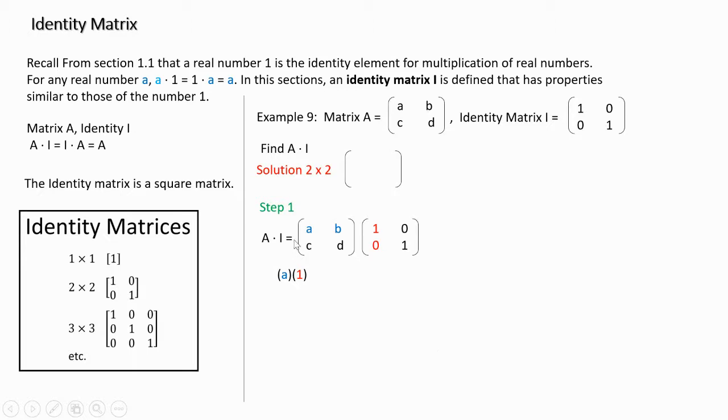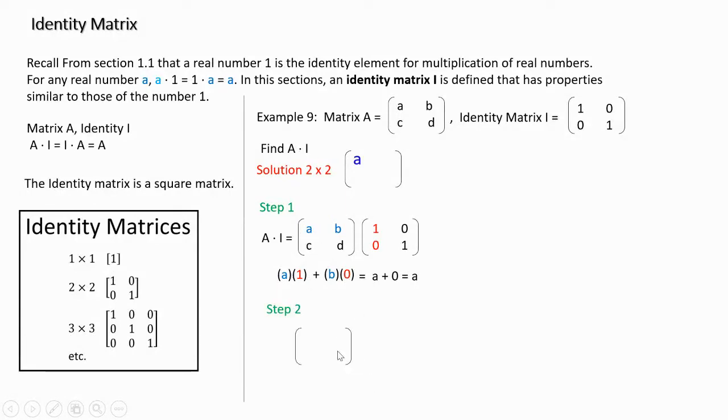So again, the same procedures. A times 1 plus B times 0. The answer is A. A goes right there. It's going a little bit slower here. And then step 2.